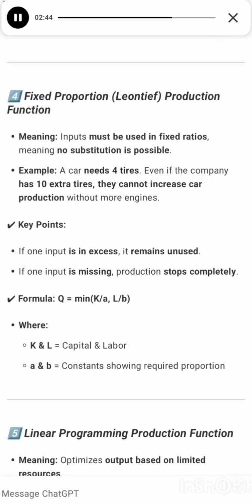Key points. If one input is in excess, it remains unused. If one input is missing, production stops completely. Formula, Q equals min(K/A, L/B), where K is capital and L is labor, and A and B are constants showing the required proportion.